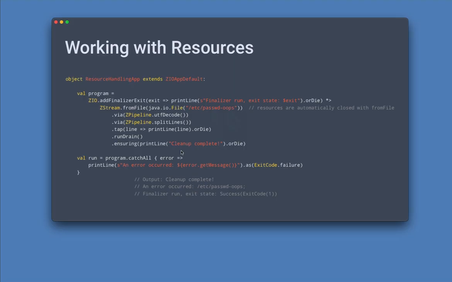The only thing I'm trying to show in this example, my original code was actually just this fromFile call, these two via calls, the tap call and the runDrain. Then I added this here and this here to show the built-in resource handling that you get with ZIO Streams.